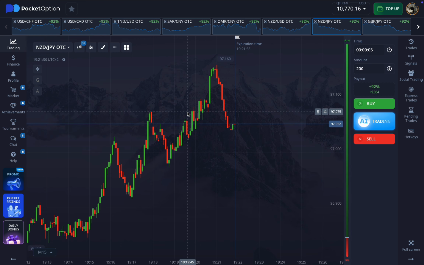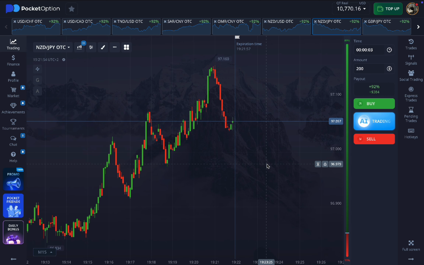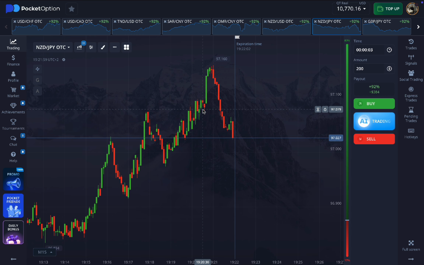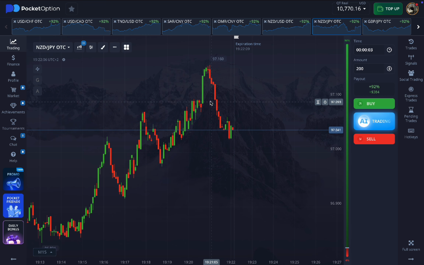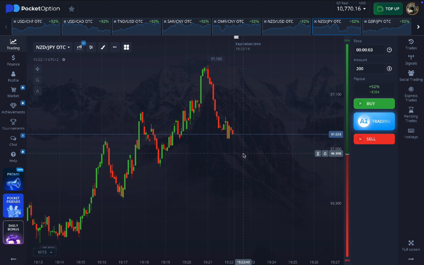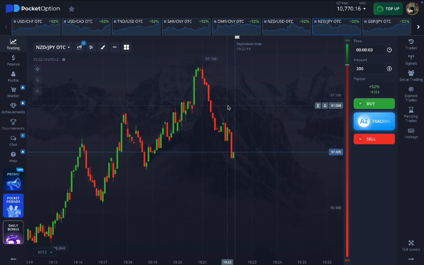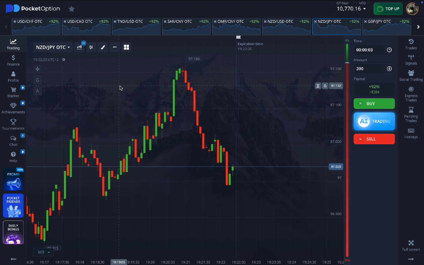Now let me explain the essence of this strategy. With this strategy, we need to find either an uptrend or a downtrend. And if we have an uptrend, we need to wait for a red candle with a lower shadow, and after this candle closes, open a trade upwards for 3 seconds. Or if we have a downtrend, we need to wait for a green candle with an upper shadow, and after this candle closes, open a trade downwards at the close of this candle. So the strategy is extremely simple. It doesn't require any technical analysis or anything else. Absolutely anyone can replicate it.